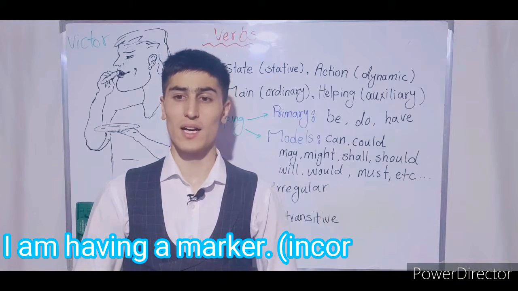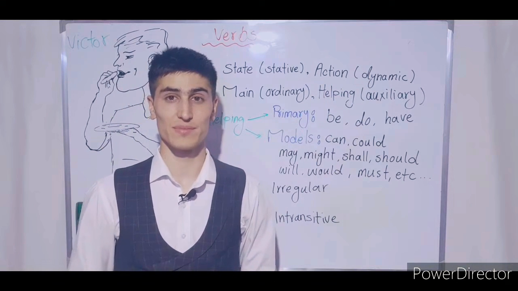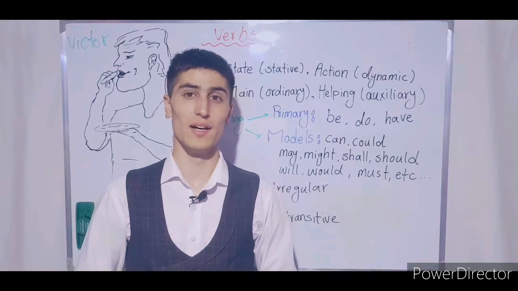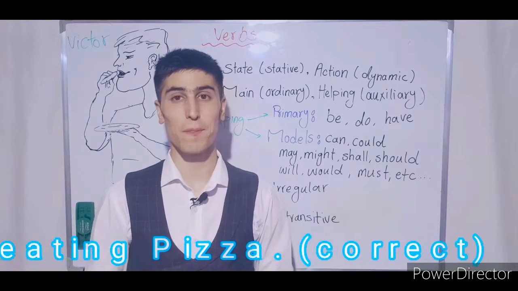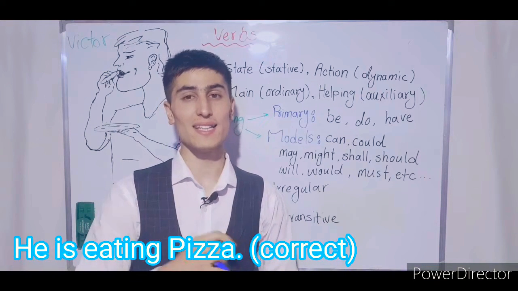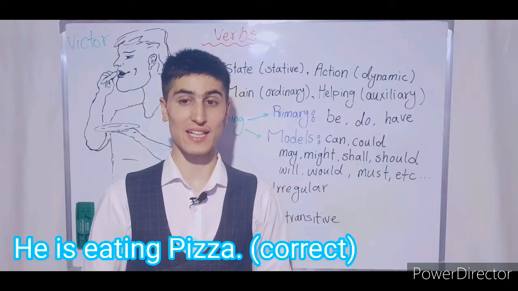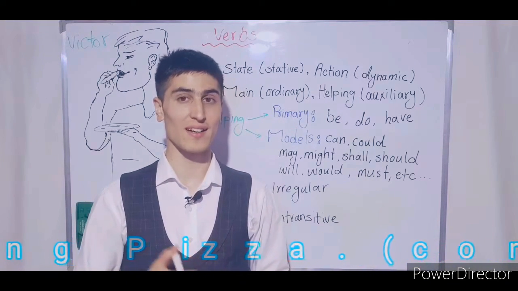Okay? But we can use the ing form with action verbs. Okay, for example, as I gave you the example before, he is eating chocolate or he is eating pizza. Now we can give eat the ing form because it's an action verb and it does take ing. Okay, so be careful not to make the mistake I mentioned.